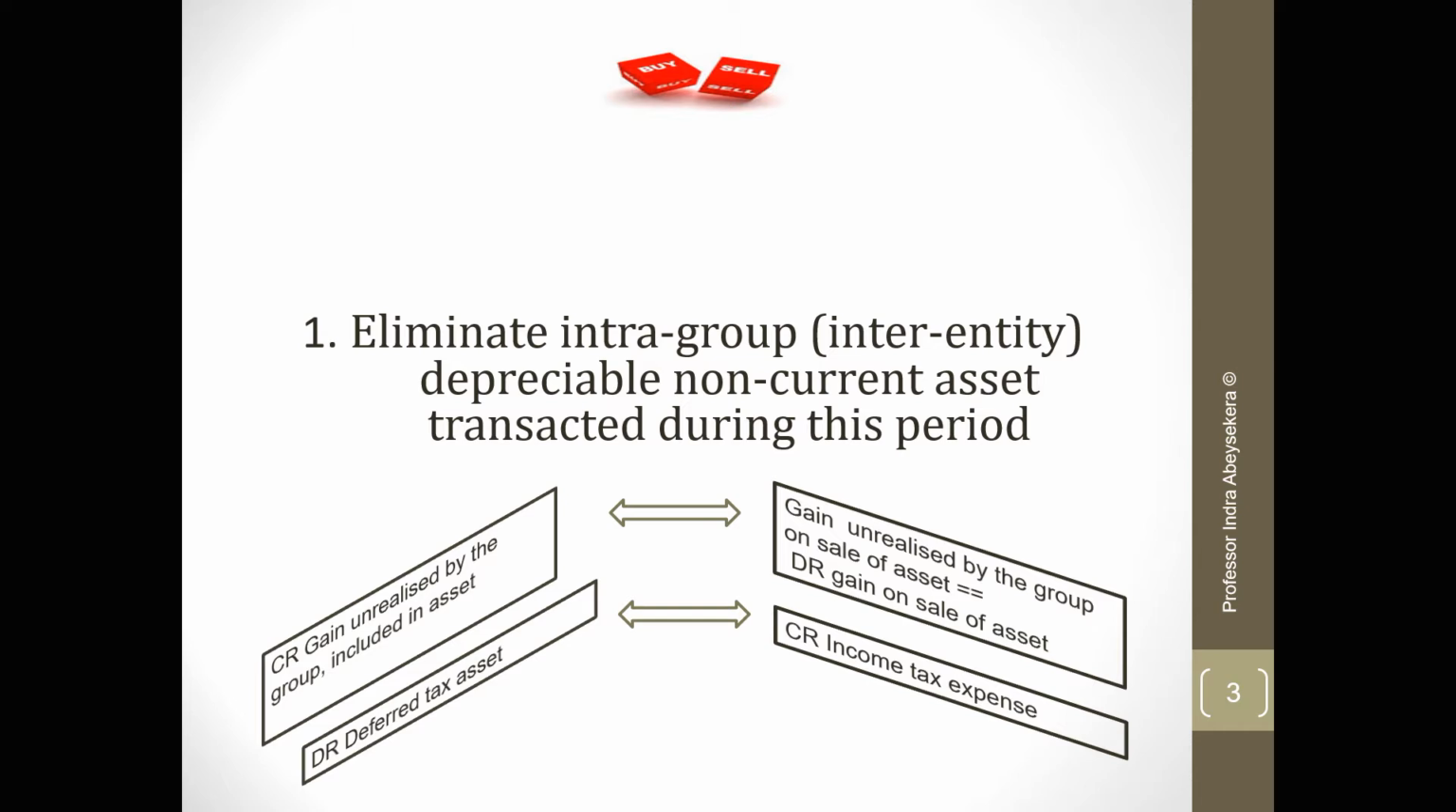Now the way to understand crediting income tax expense is we debit the gain on sale, or we decrease the profit. When we decrease the profit, we need to pay less income tax expense, and we need to account for less income tax expense, so we credit income tax expense.